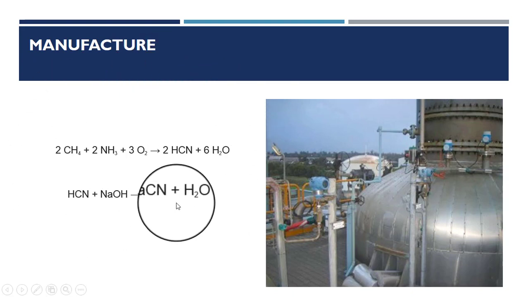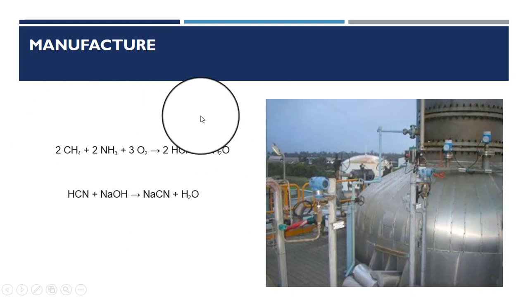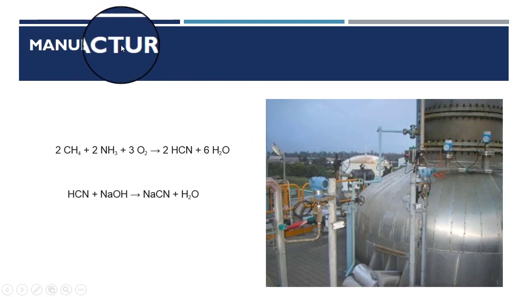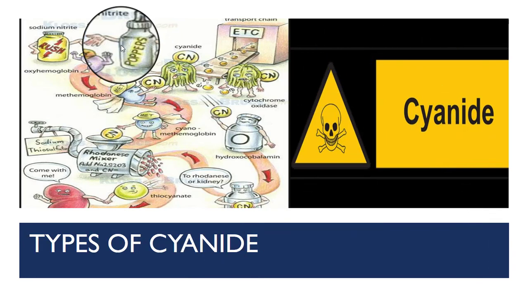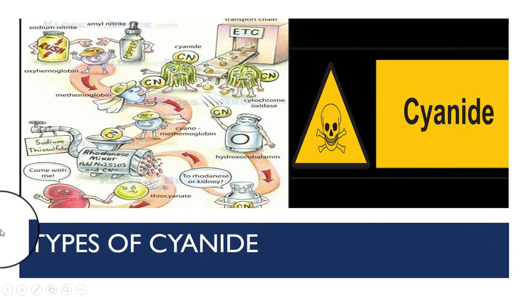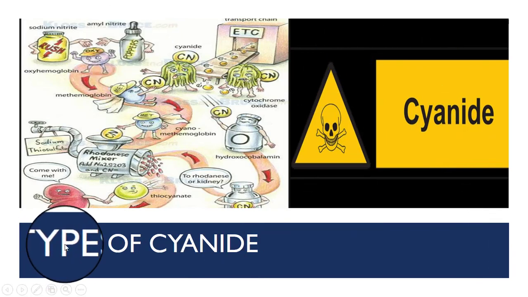So this is the basic reaction you can see here on the screen, which is used basically for the manufacture of cyanides. Next we'll discuss the different types of cyanide poisoning. Basically there are two types of cyanide poisoning. One is acute cyanide poisoning and the second one is chronic cyanide poisoning. Now one by one we'll talk about them.